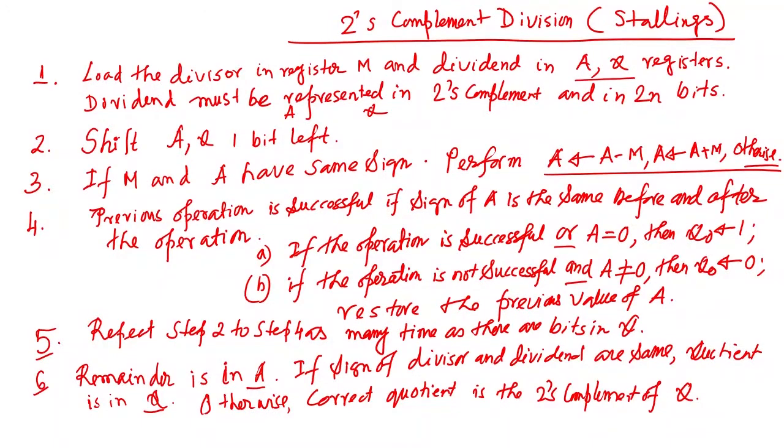Now, we will check with some examples. First, we start with a simple one, example 1. Let us say minus 7 divided by 3. So, what is minus 7 in 2's complement? Then what we have to do? We have to write M. M is the divisor. Divisor will be 0 0 1 1.